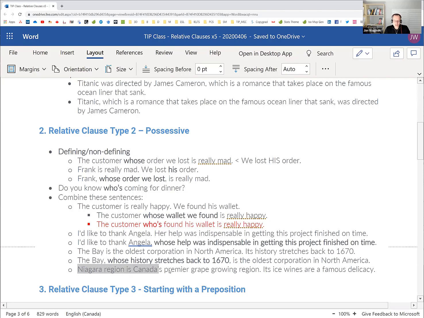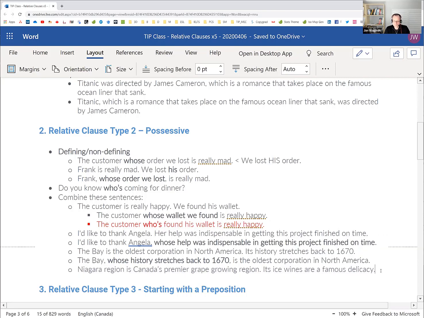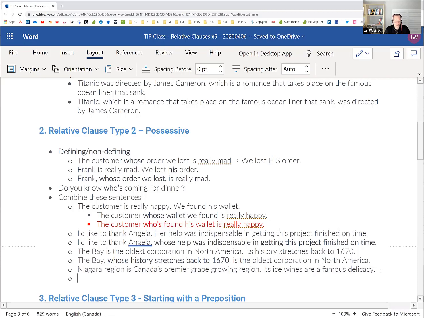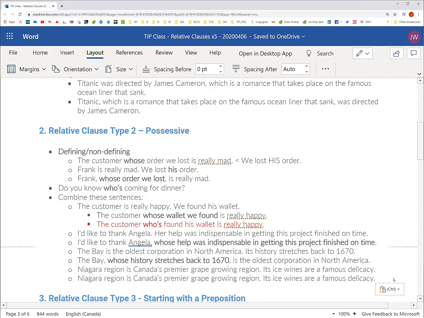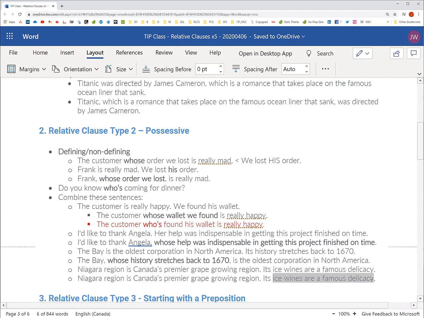Niagara region is Canada's premier grape growing region. Its ice wines are a famous delicacy. Yes, Niagara region, then comma, whose ice wines are famous. Delicacy is something super fancy to eat, like caviar, for example. Okay. Famous delicacy.